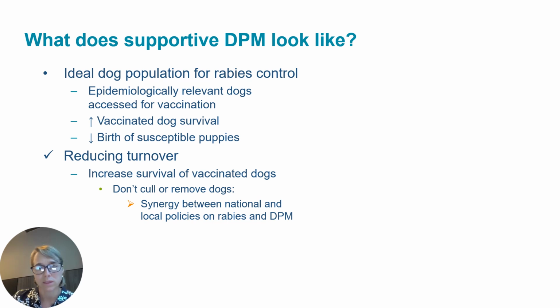I've worked in cities where the national rabies control interventions were creating good vaccination coverage, only to find city authorities removed those same vaccinated dogs just a few weeks later. So we need cohesion, synergy between national rabies control actions and DPM by local government.